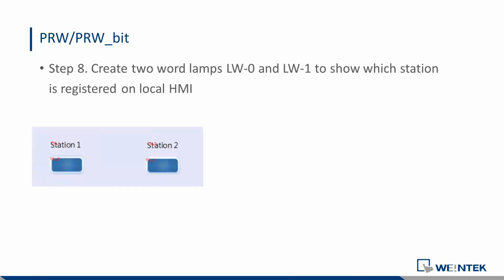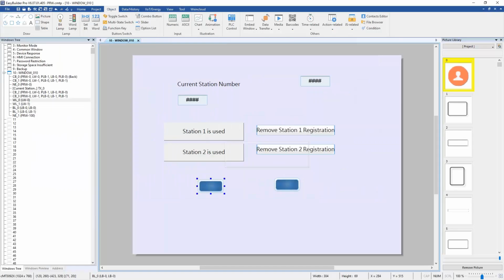Okay, so the last part is that we're going to create two word lamps with LW0 and LW1, so that when any station number on other CMT viewers is registered on the local HMI, on all the CMT viewers we can see that this station number is registered. Okay.